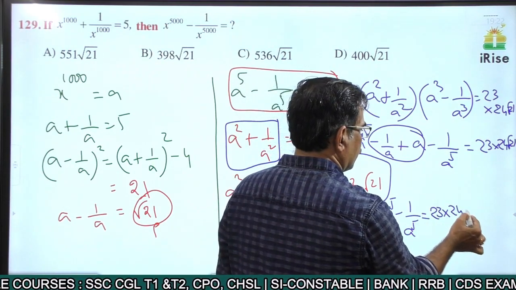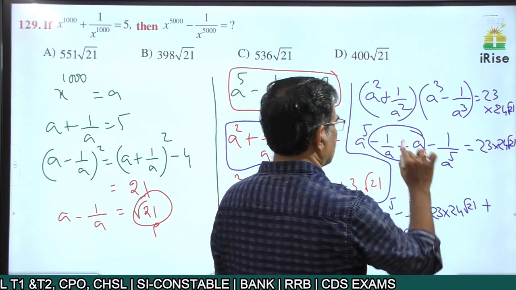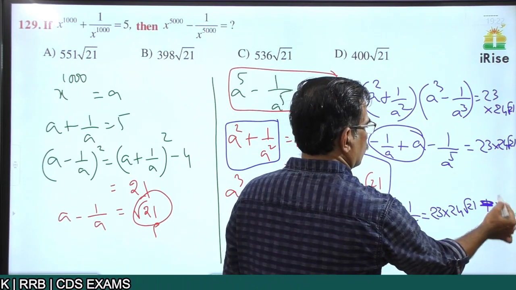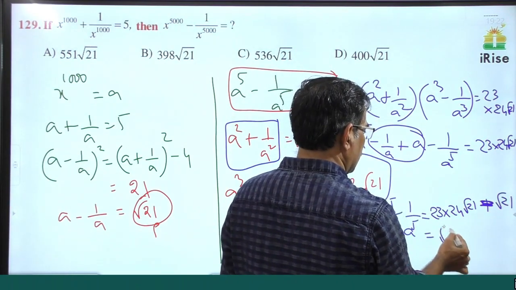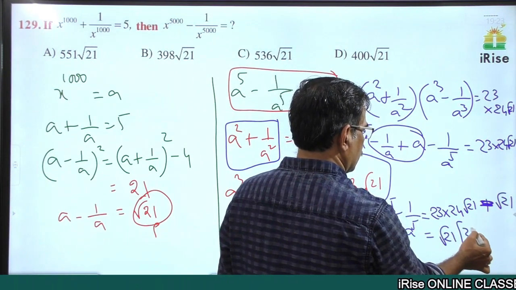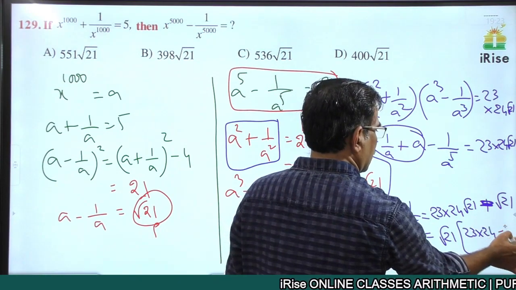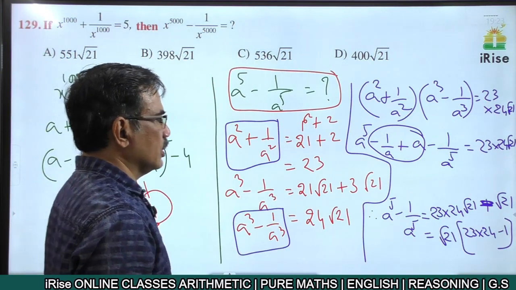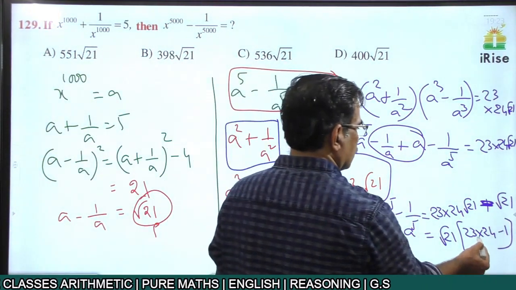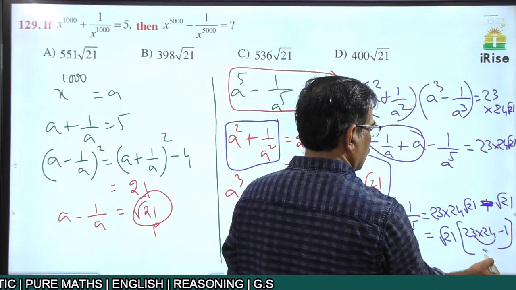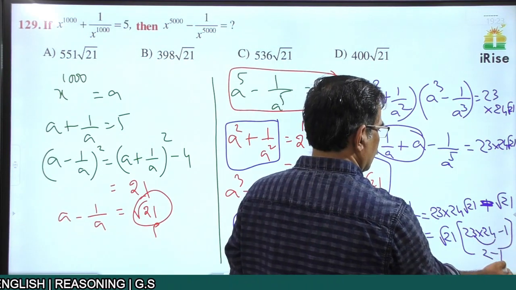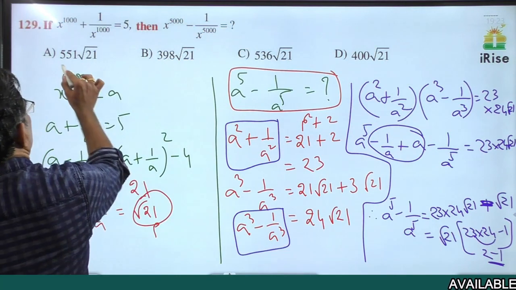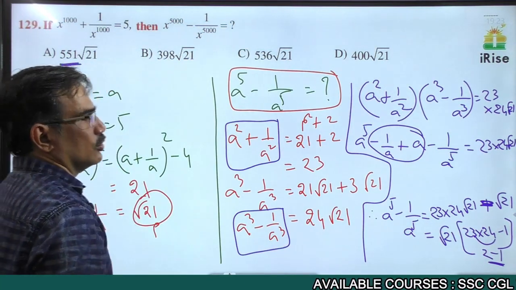23 into 24 root 21 plus, if this is transferred, we get minus root 21. By taking root 21 common, 23 into 24 minus 1. Here see the options. Root 21 is common. Units place is 3 into 4, 12, and this is 1. 2 minus 1, 1. So units place is 1 in the remainder. So the answer is 551 root 21.